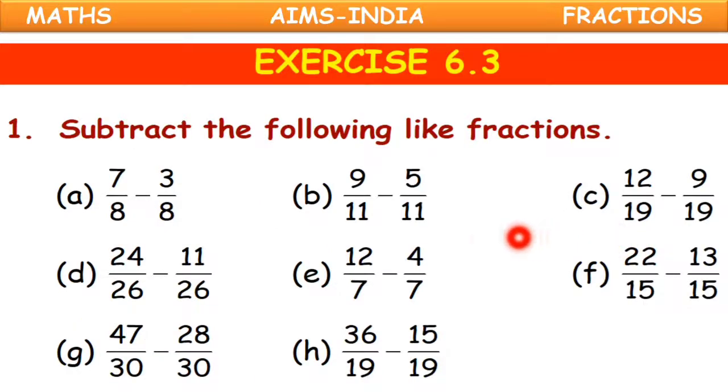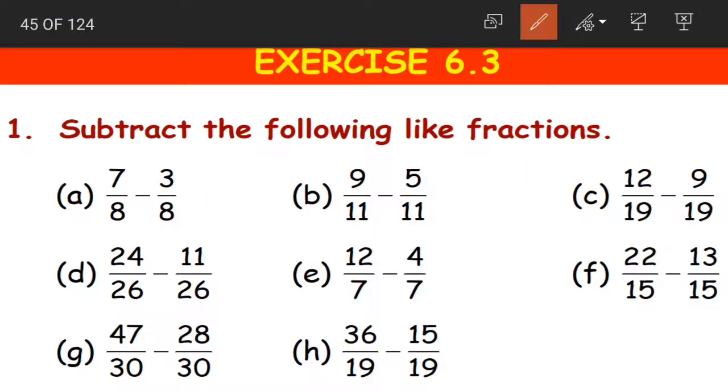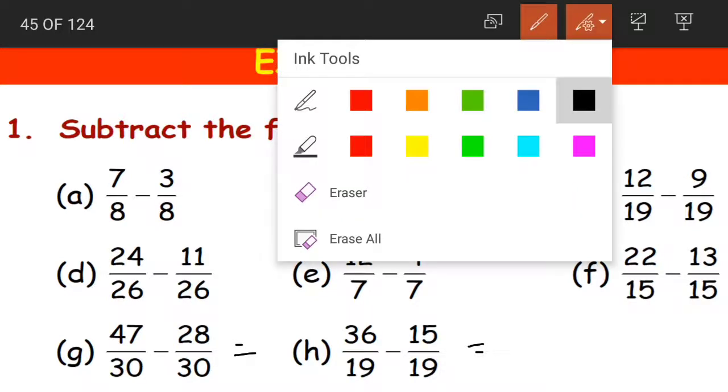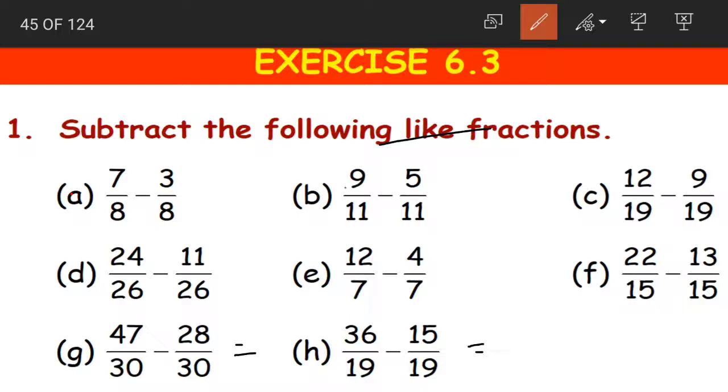Now coming to our exercise problems, subtract the following like fractions. So you are having so many problems here. I will solve just the last two. I hope you can solve the remaining problems, right? Yes. So 36 by 19 minus 15 by 19. 36 minus 15. We need to subtract the numerators. So 21 divided by the denominator 19.